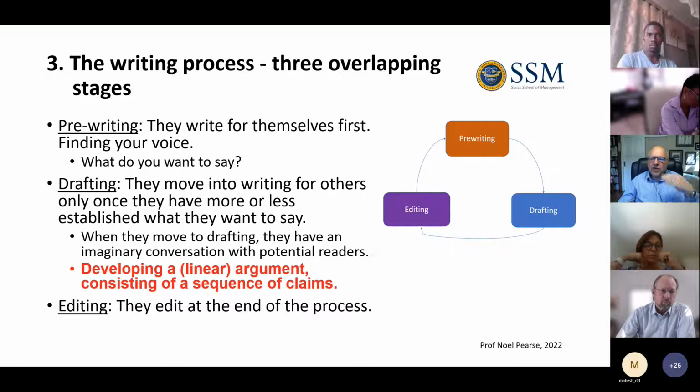As you'll see in the paragraphs, you have a particular claim, and then you have to provide substantiating evidence and so forth, and then you move on to the next paragraph and so forth. And then editing. The technical editing actually occurs right at the end. So there's three phases: pre-writing, drafting, and editing.